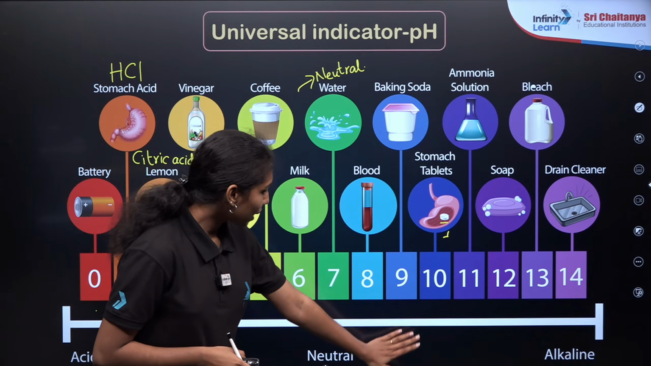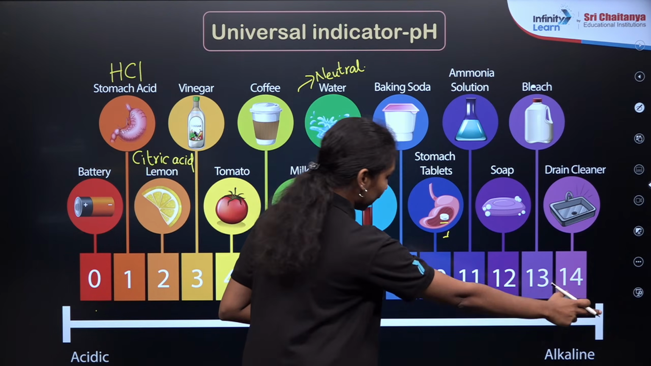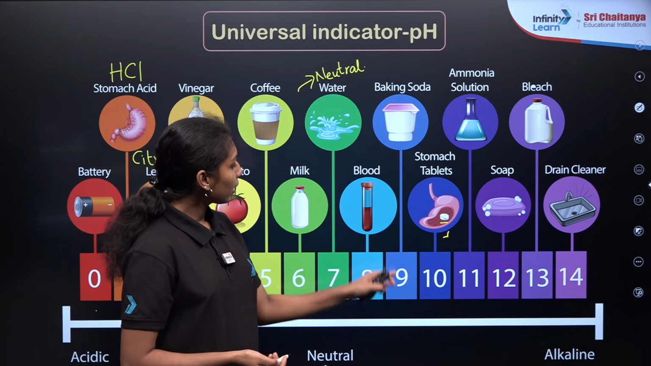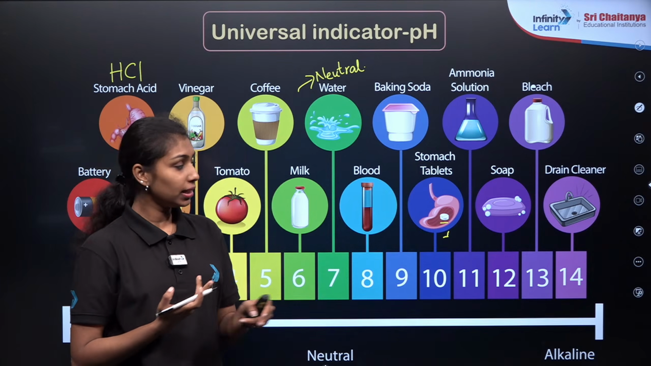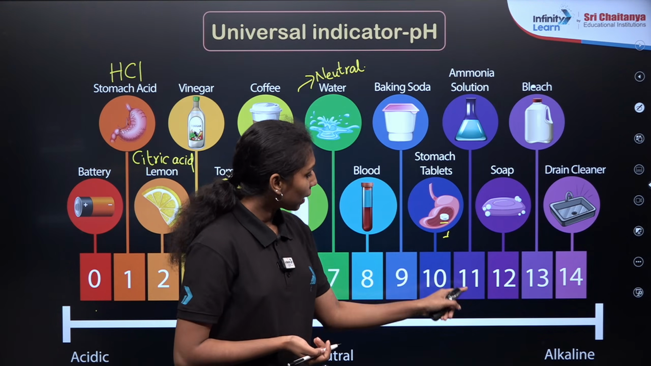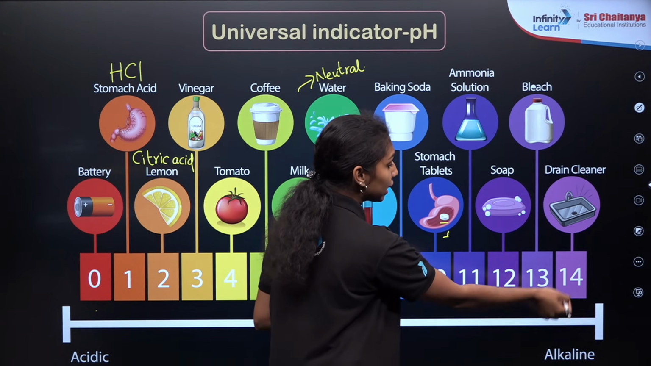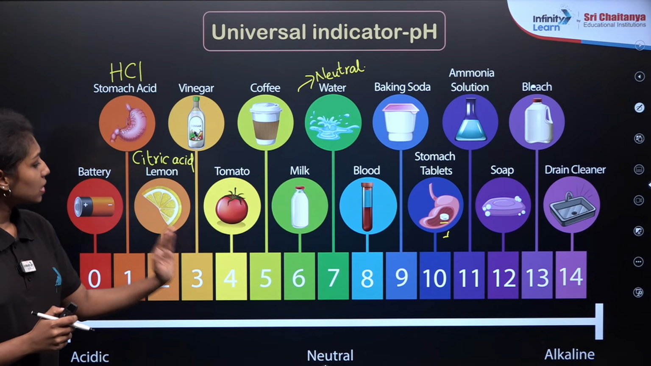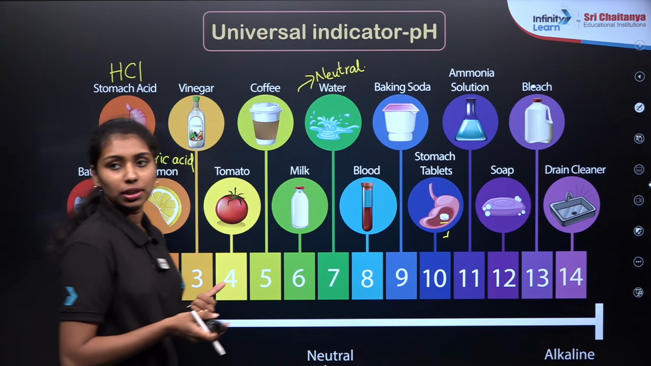Now, moving the pH value from 8 to 14, they are alkaline. So you can say that this will be more alkaline. Blood is alkaline. Then baking soda, as we already know, is a basic solution. Stomach tablets, when we use an antacid, are basic with a pH of 10. Ammonia, pH 11. Soap has pH 12, bleach has pH 13, and drain cleaner has pH 14. So this is the color change for the universal indicator for the different substances depending upon the pH value. Is that clear?